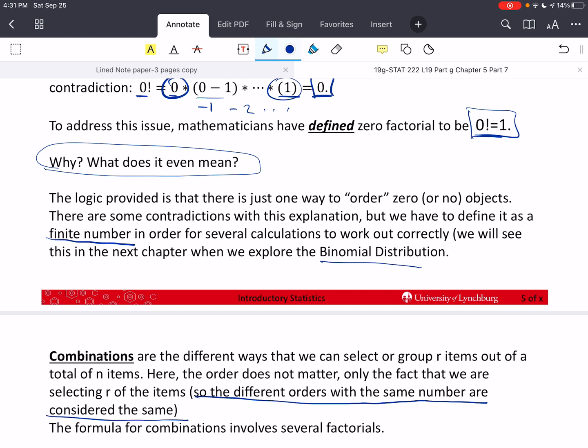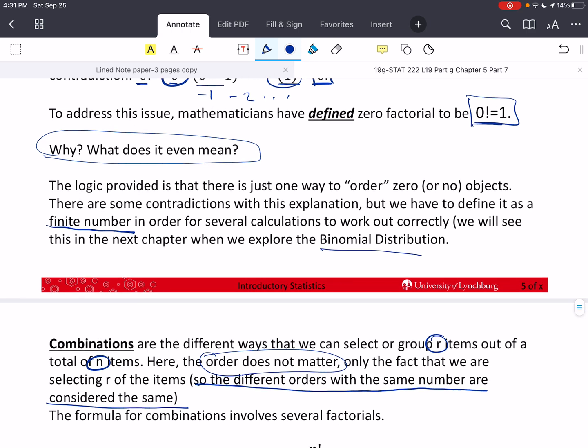This formula involves several factorials. So let's talk about it. Combinations are the different ways that we can select a group of R items out of a total number of N items where we don't care about the order. The order does not matter. We just care that we're selecting those R items and how many different groupings of those we can have.